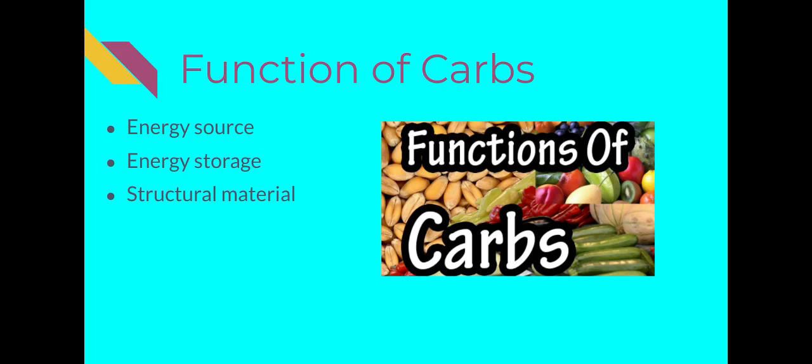So if you eat too many carbohydrates in your diet, if you don't use that glucose that you consume from those carbs, you will store it, your body will convert it into fat, and that's how it becomes an energy storage. But also, energy storage is glycogen, which is found in the liver, which we'll talk about in a few slides. It's also a structural material. Not really so much for animals, but that's more for plants, and that's because of cellulose.